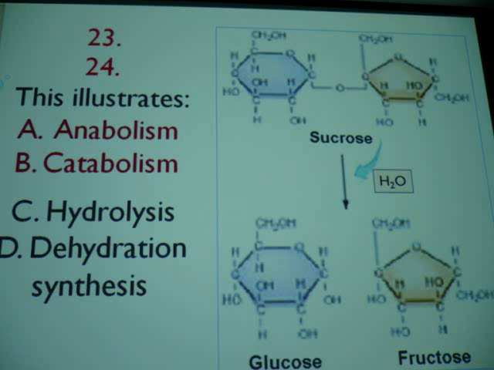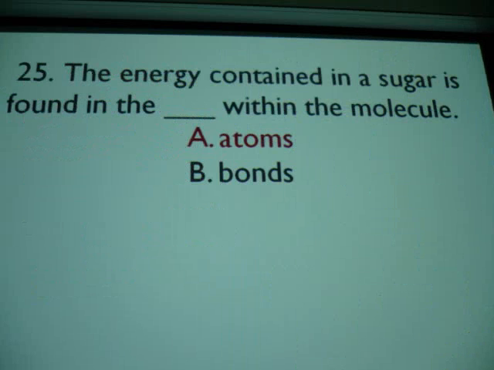So first off, ana or cata? Cata. Second off, hydrolysis or dehydrolysis? Hydrolysis. You're not making anything. Now, if you have a question, speak out. I'm not looking at hands. I'm just talking out loud. This is anabolism. All right?